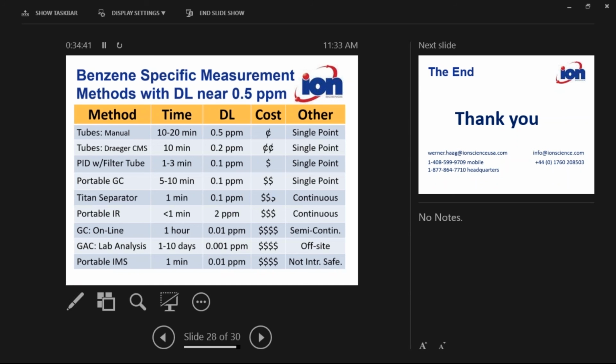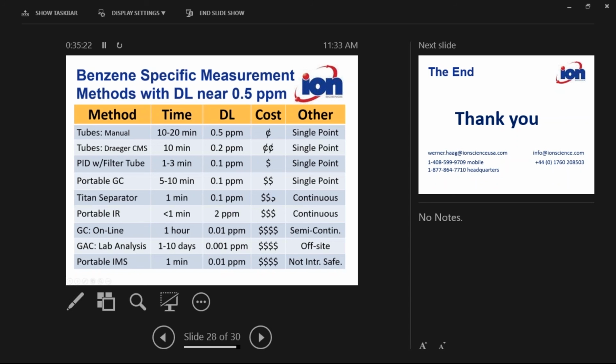The Titan is somewhat continuous, the first one of these that can be continuous. The costs are intermediate. We're talking about $25,000 roughly per unit. Pretty good detection limits, and again, continuous. So a portable infrared detector will give you a short sampling time, be more continuous, but my understanding is that the best detection limits are only around 2 ppm, and so they're not quite good enough, and the cost is even a little bit higher.